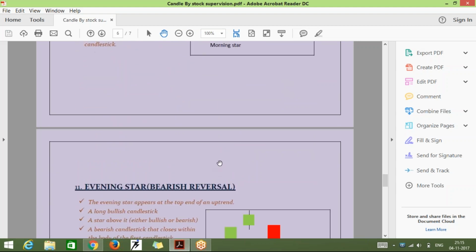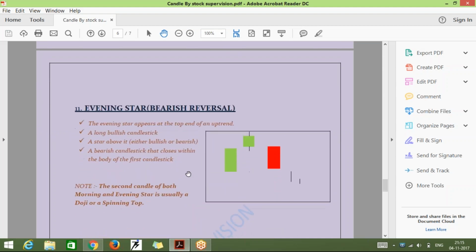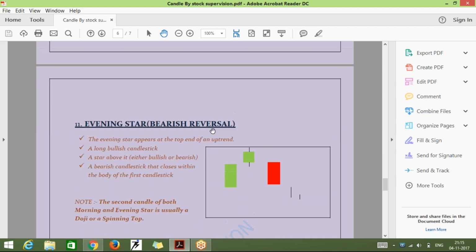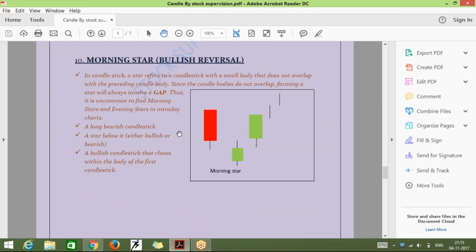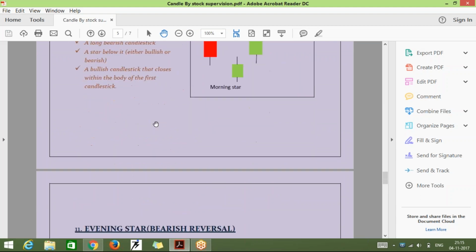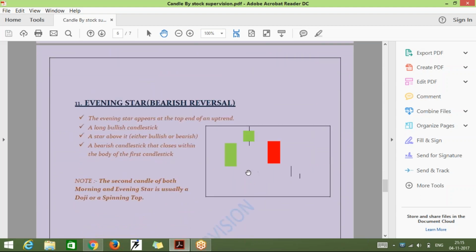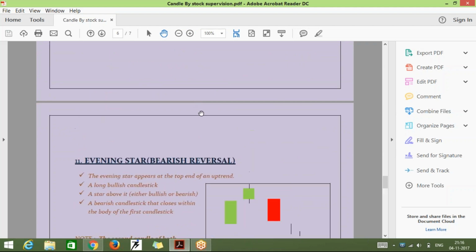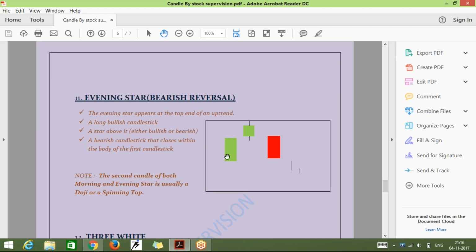Then coming to the evening star, it's opposite to the morning star. An evening star appears at the end of an uptrend. Here it is the end of a downtrend, and here it is the end of an uptrend. Again the same situation here. It should gap up. Here that was a gap down, and here it should gap up.